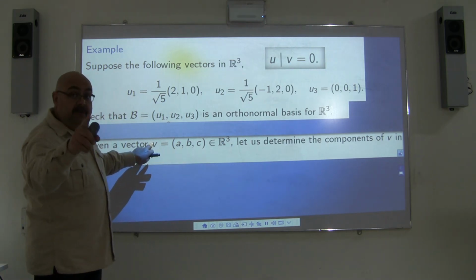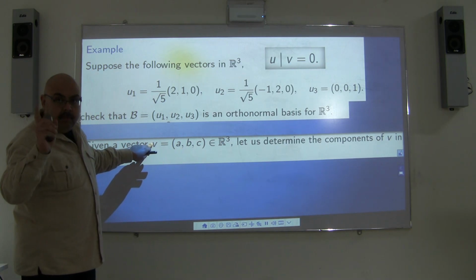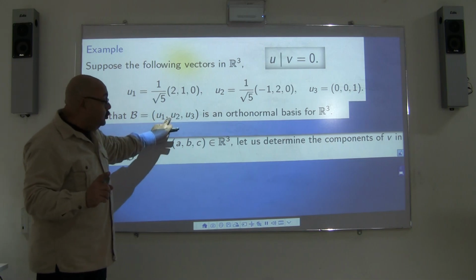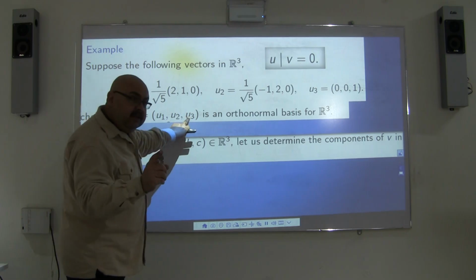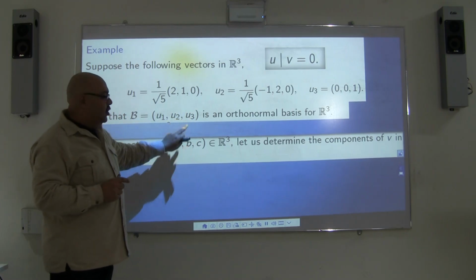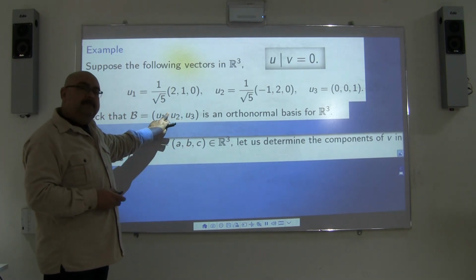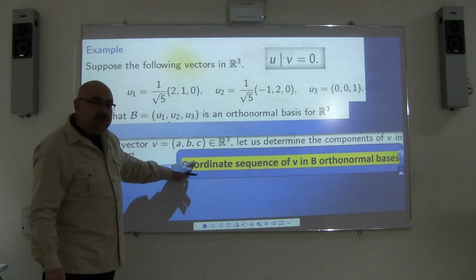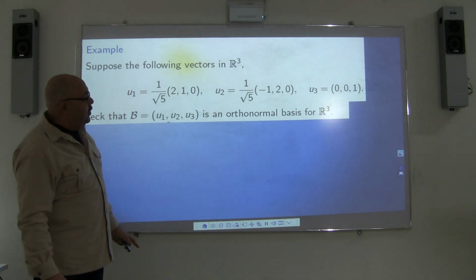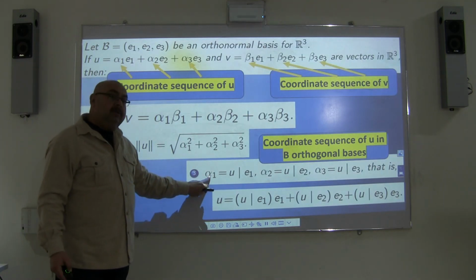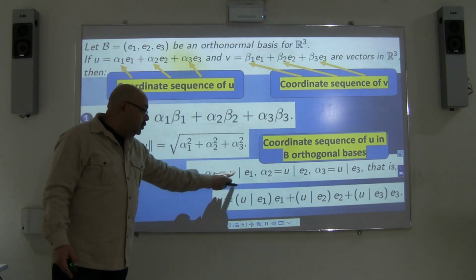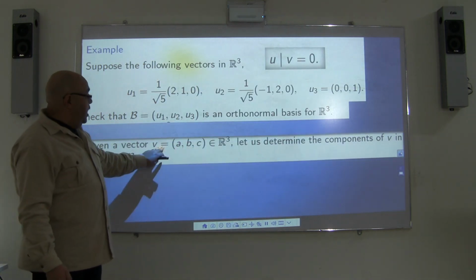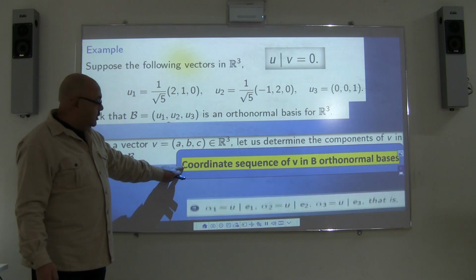I need to determine the components of V with respect to U1, U2, U3, which means I will need the coordinates of this vector with respect to this basis. Am I right? Okay, I will do it. Coordinate sequence of V. Do you still remember the coordinate sequence that I told you about? Alpha U times E1 and so on. I will do it right now. Now I will try to get the coordinates.